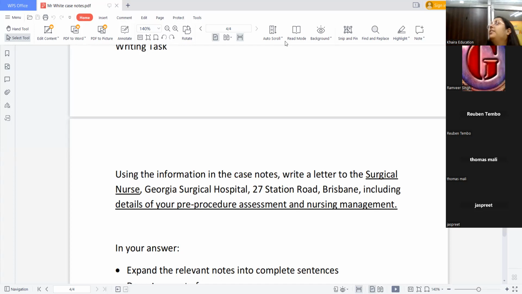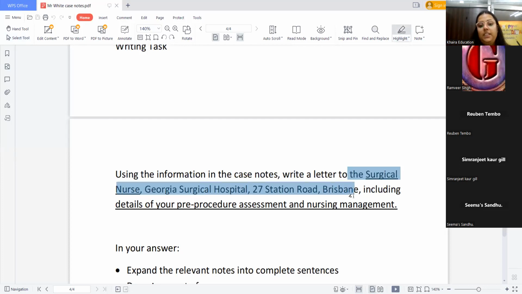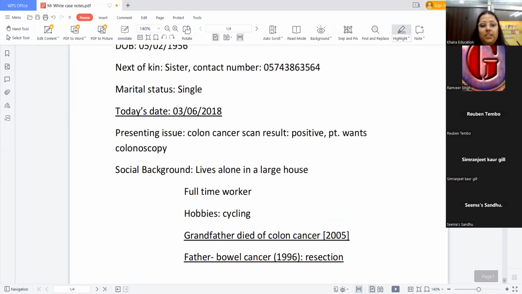All right, time up. Have we all read the case notes? Marked the relevant information? Yes, ma'am. Okay, then let's start. From the writing task, we have to give the information about the recipient so that the letter reaches the recipient. So this information is very relevant. The purpose is not mentioned, so we are not going to mark it here. But the writing task does mention the information that you have to include in the letter. One is the pre-procedure assessment that you have done, and two is the nursing management that you have provided to this patient. So let's now consider that and mark the relevant information.